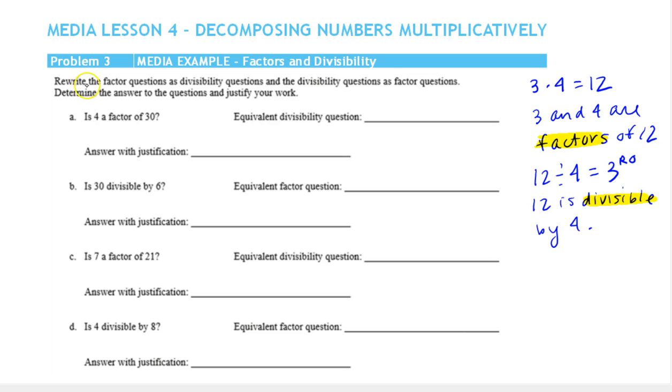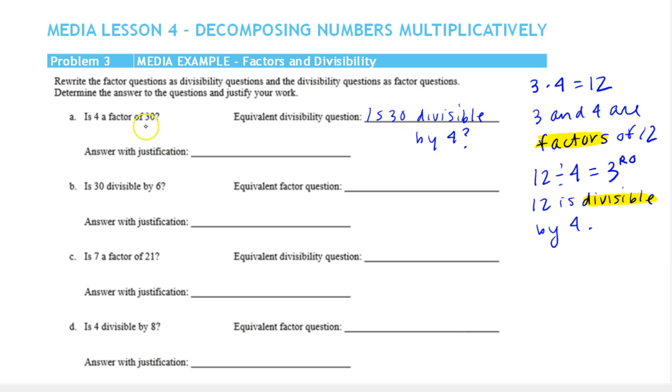So let's look at our examples. Rewrite the factor questions as divisibility questions and the divisibility questions as factor questions. So we're given different forms and we want to rewrite them the other way so we can connect the two ideas. Determine the answer to the questions and justify your work. So, is 4 a factor of 30 is equivalent to asking, in terms of divisibility, is 30 divisible by 4?